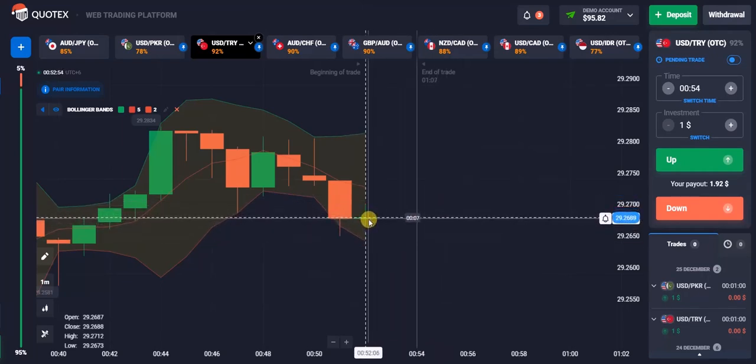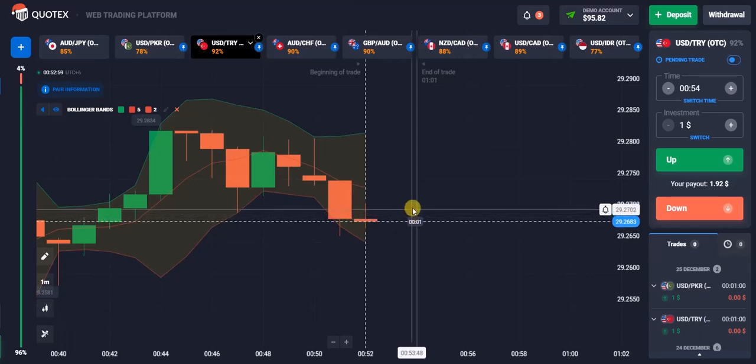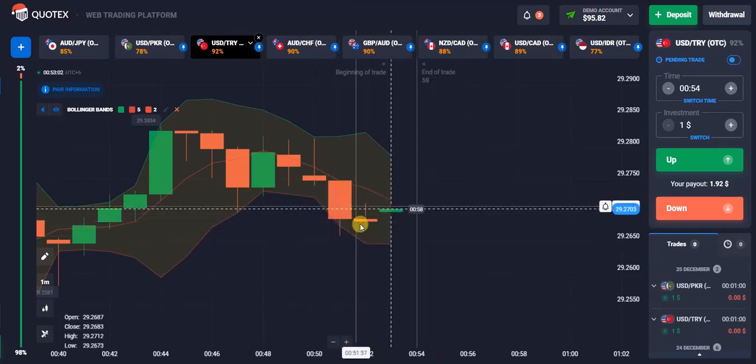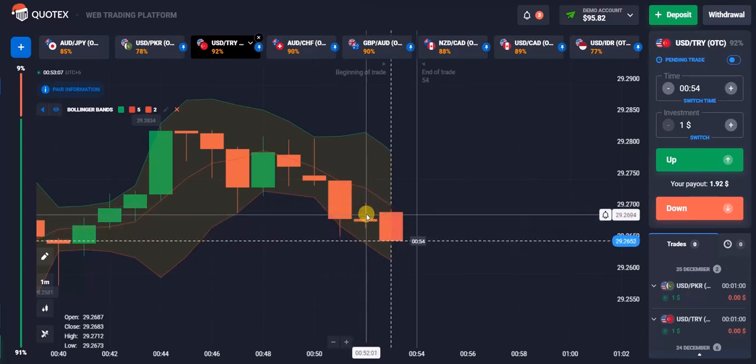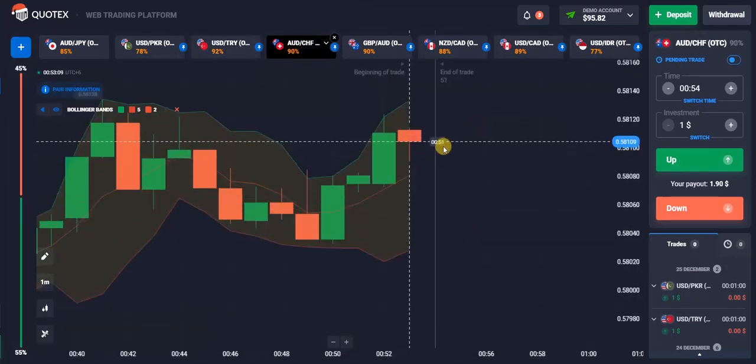This green candle has to be a healthy one, not a doji, not a pin bar, not a hammer. So we can't take a trade here, because there should be a green candle right here. As there is a red candle, we are not going to take a trade here. So let's see if we can find another one.